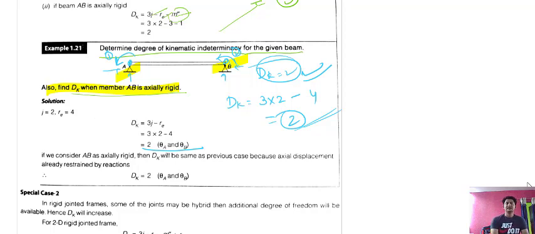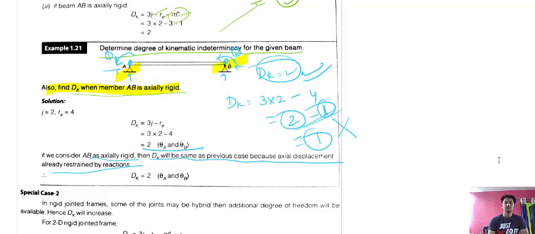And when a member is axially rigid, we need to subtract 1. We need to subtract the number of members that are axially rigid, and the member AB is axially rigid, he is asking. So one member is axially rigid, then 2 minus 1 will be 1. But this case is not possible.